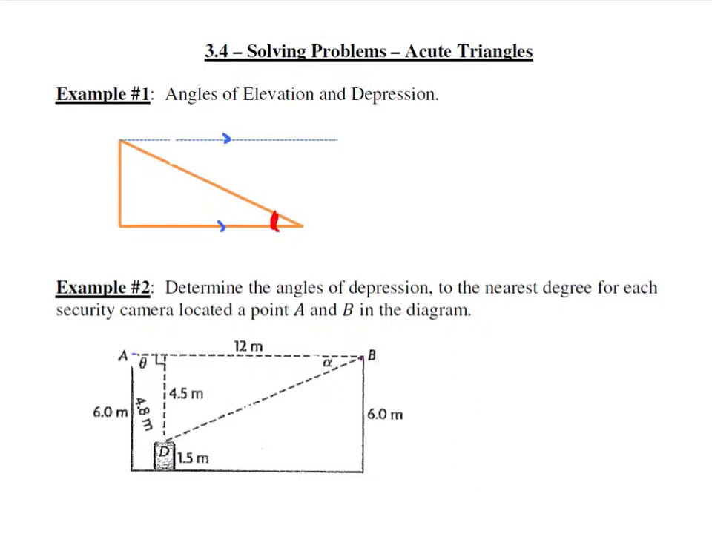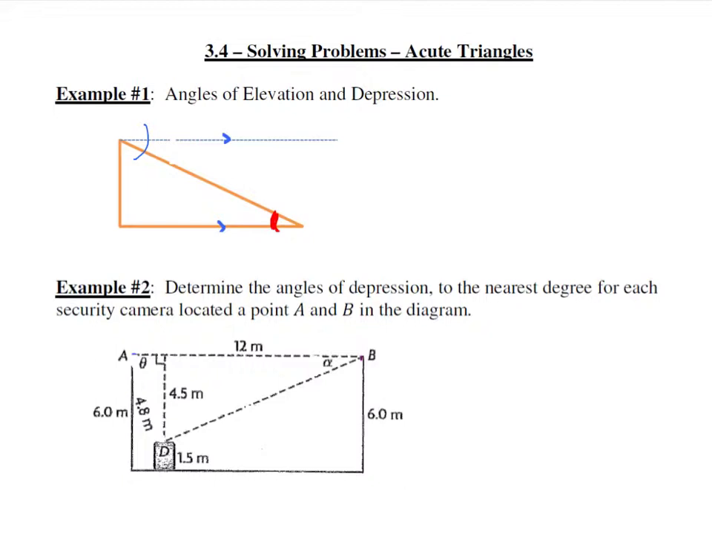An angle of depression is the opposite. So an angle of depression is right there, okay, and it's looking down, and it's between the horizontal above and the hypotenuse. So that's the angle of depression. A lot of people will make the mistake and put this as the angle of depression. That is not the angle of depression. The angle of depression is right in there. Okay?